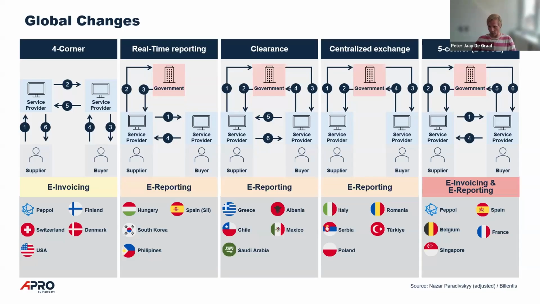So as you can see, the fifth corner model is that you send parallel invoices. So you send invoices to the government, but you still also send the invoice straight to the buyer. So you have all different kinds of ways that invoices need to be sent out, and you need to be prepared for each single country which has specific models to send or receive invoices.